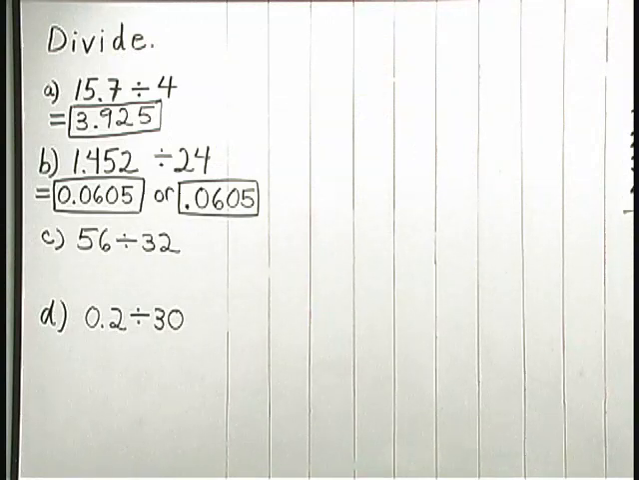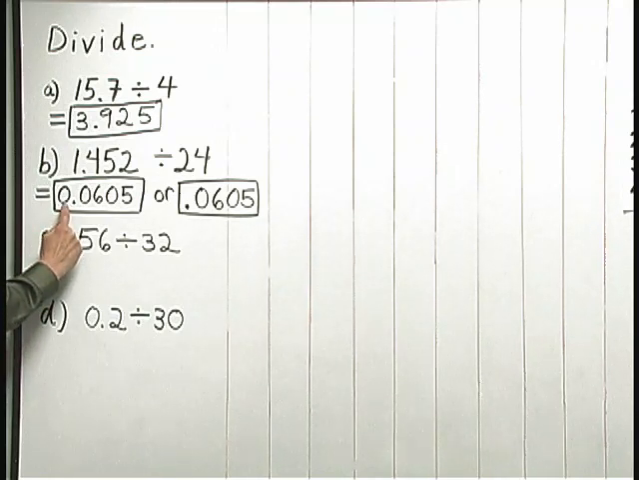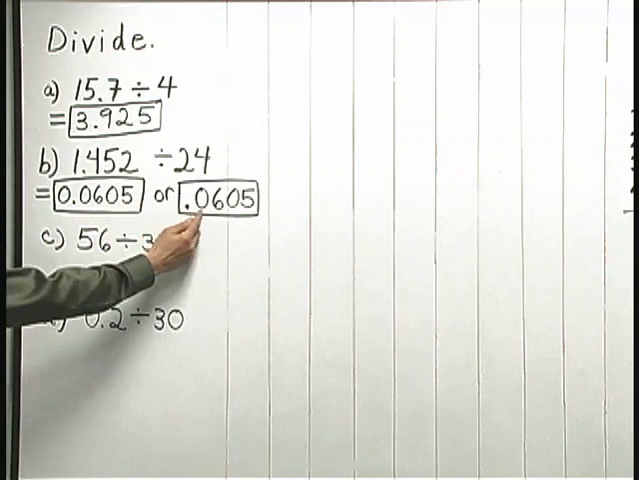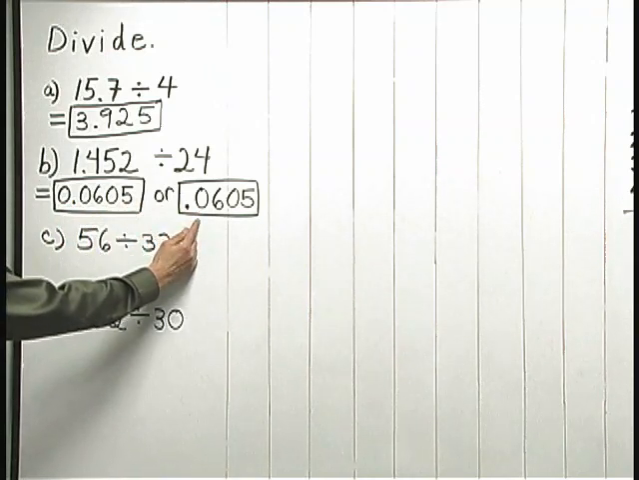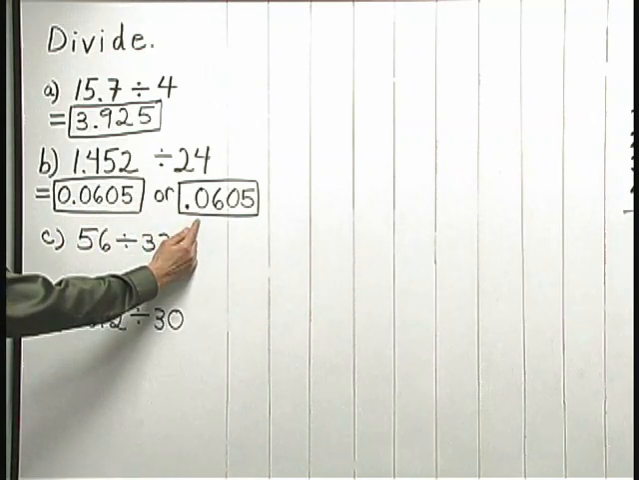I've written down our answer for B 2 different ways. The answer that we got was 0.0605. Because that 0 in front of the decimal point is optional, you can also write the answer as just .0605.